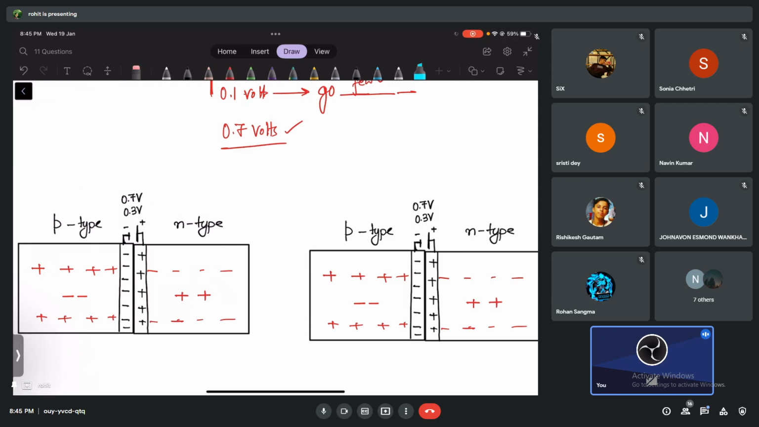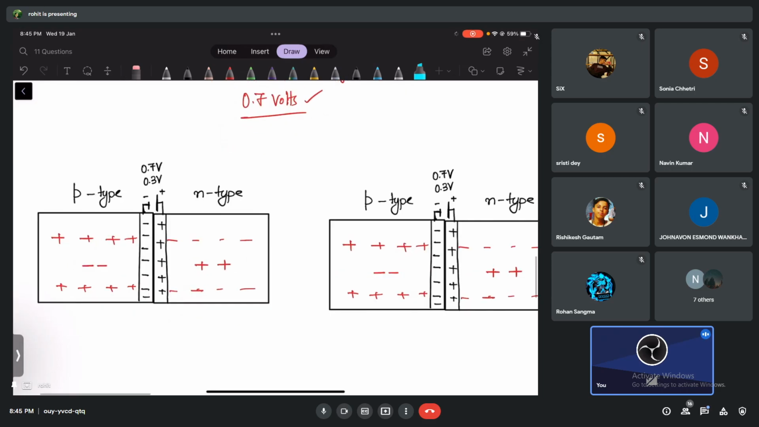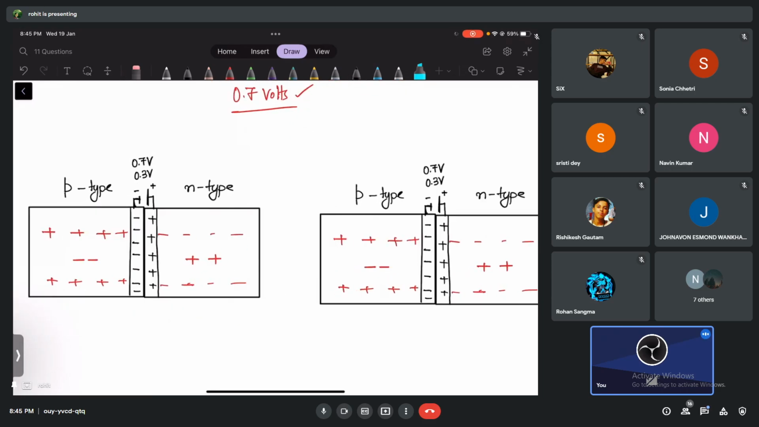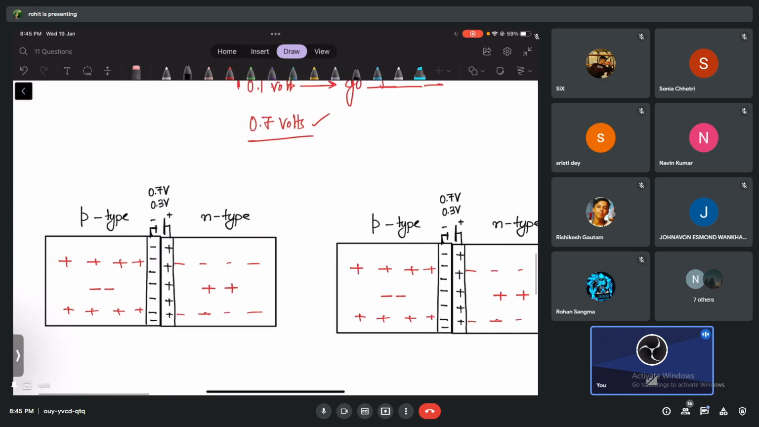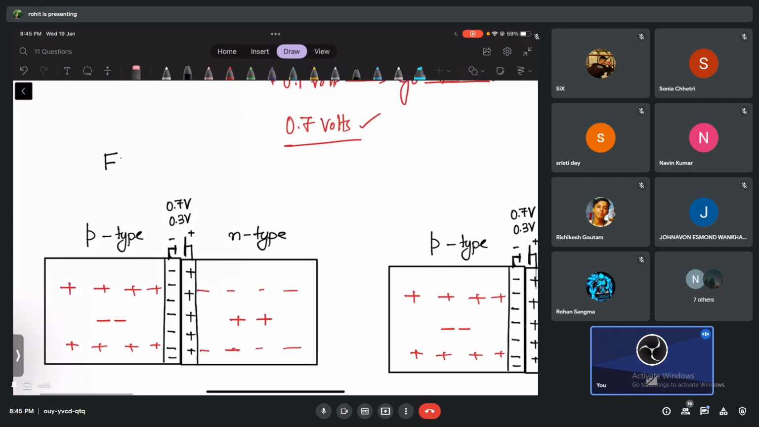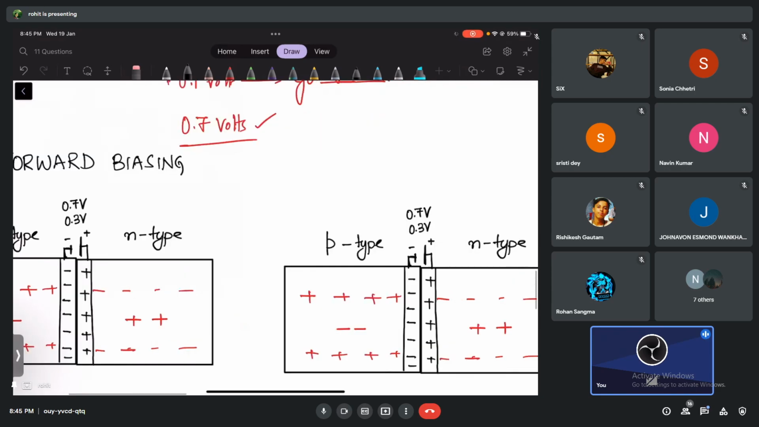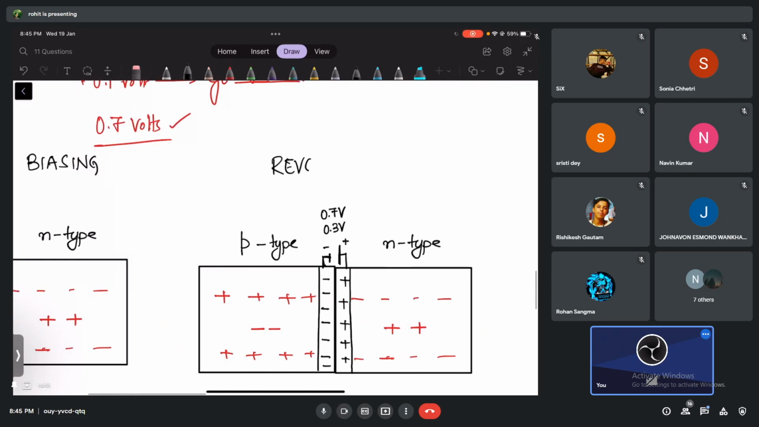Okay, these two things I will need, and this is the most important part. Now, what is your topic? I'll tell you. They will ask you what is forward biasing, and then they will ask you what is reverse biasing.